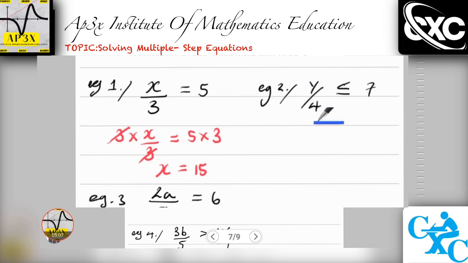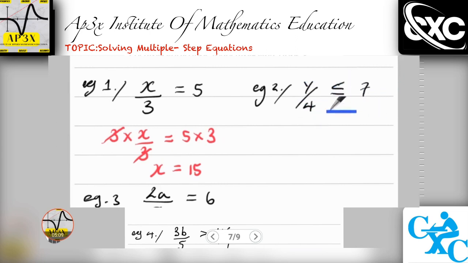All right, now we're looking at another example. Say y divided by 4 is less than or equal to 7. Same procedure. I'm going to multiply both sides by the denominator. So therefore I'm going to say 4 multiplied by y over 4, and that's going to be less than or equal to 7 multiplied by 4.